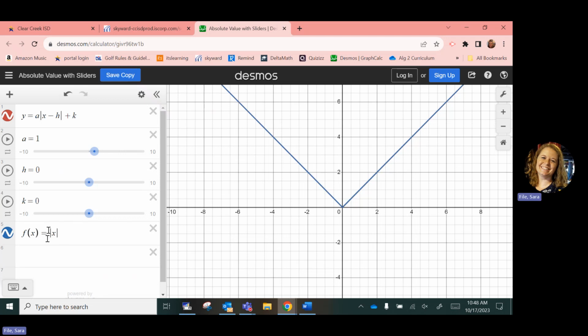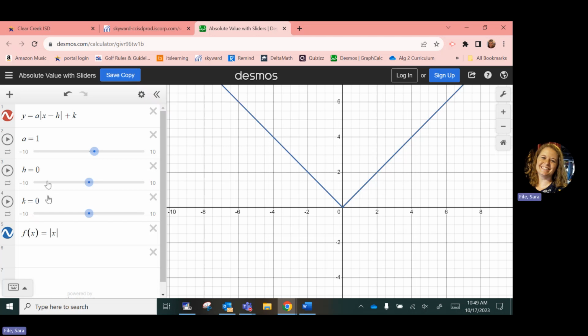The parent function doesn't have any number there, so what's it understood to be? A 1. So that's why A is initially set to 1, because A is an understood 1 in the parent function. Okay, and in the parent function, there's nothing added inside or outside, right? Added or subtracted to the X or outside the absolute value, is there? So it's like those are 0. So H and K are 0 to start with. So that's why we're starting with A of 1, H of 0, K of 0.